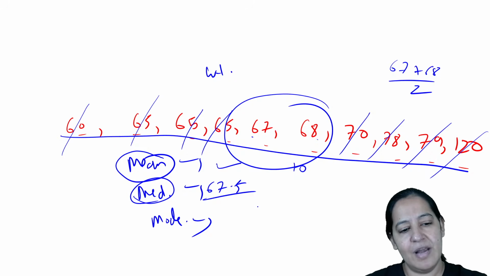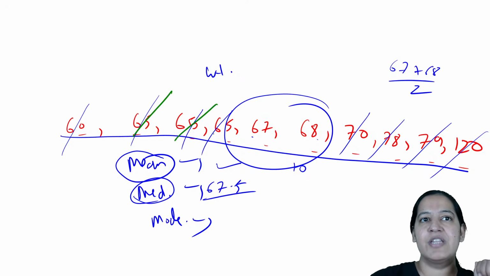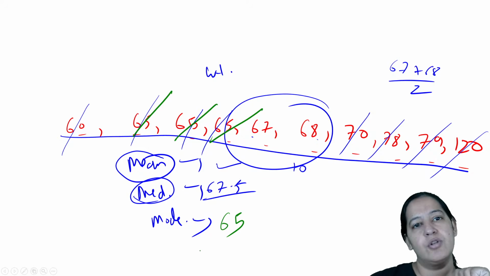What is the mode? Who will tell me the mode? Anyone among you? What is the mode here? So mode is the most frequent value. 65 is coming 3 times. The rest are all coming one time. 65 is the most frequent. So the mode is 65.